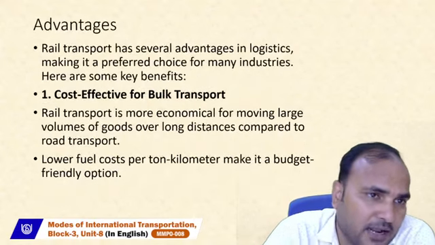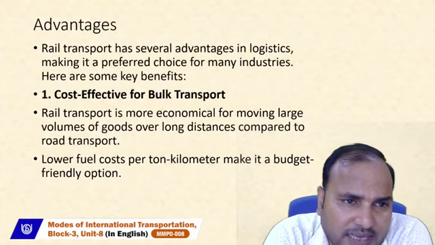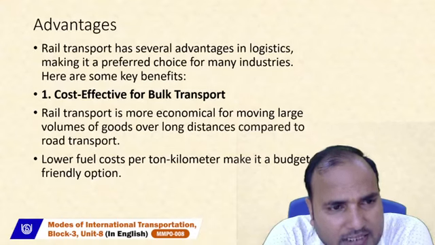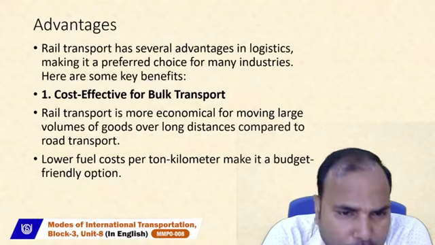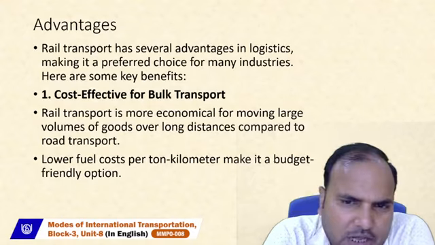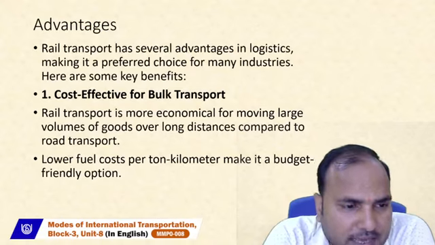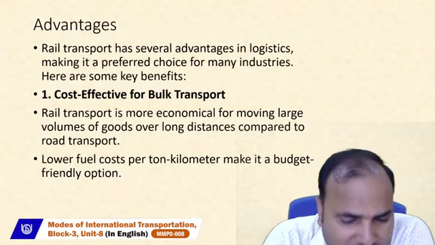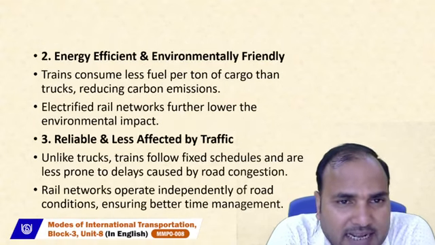And there are different advantages. Rail transport has several advantages in logistics, making it a preferred choice for many industries. Some key benefits: it is cost effective for bulk transport. Basically, rail transport is more economical for moving large volumes of goods over long distances compared to road transport. A lower fuel cost per ton kilometer makes it a budget-friendly option.